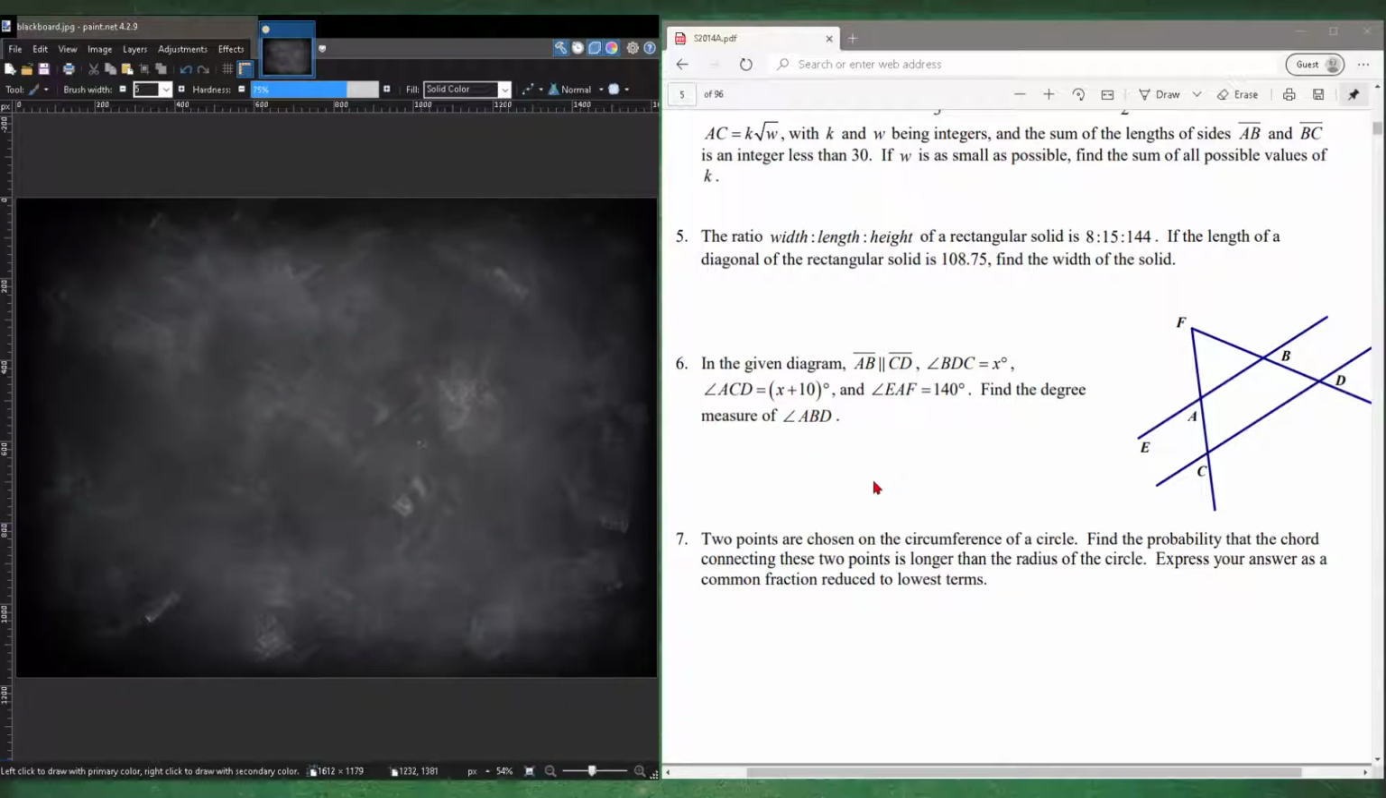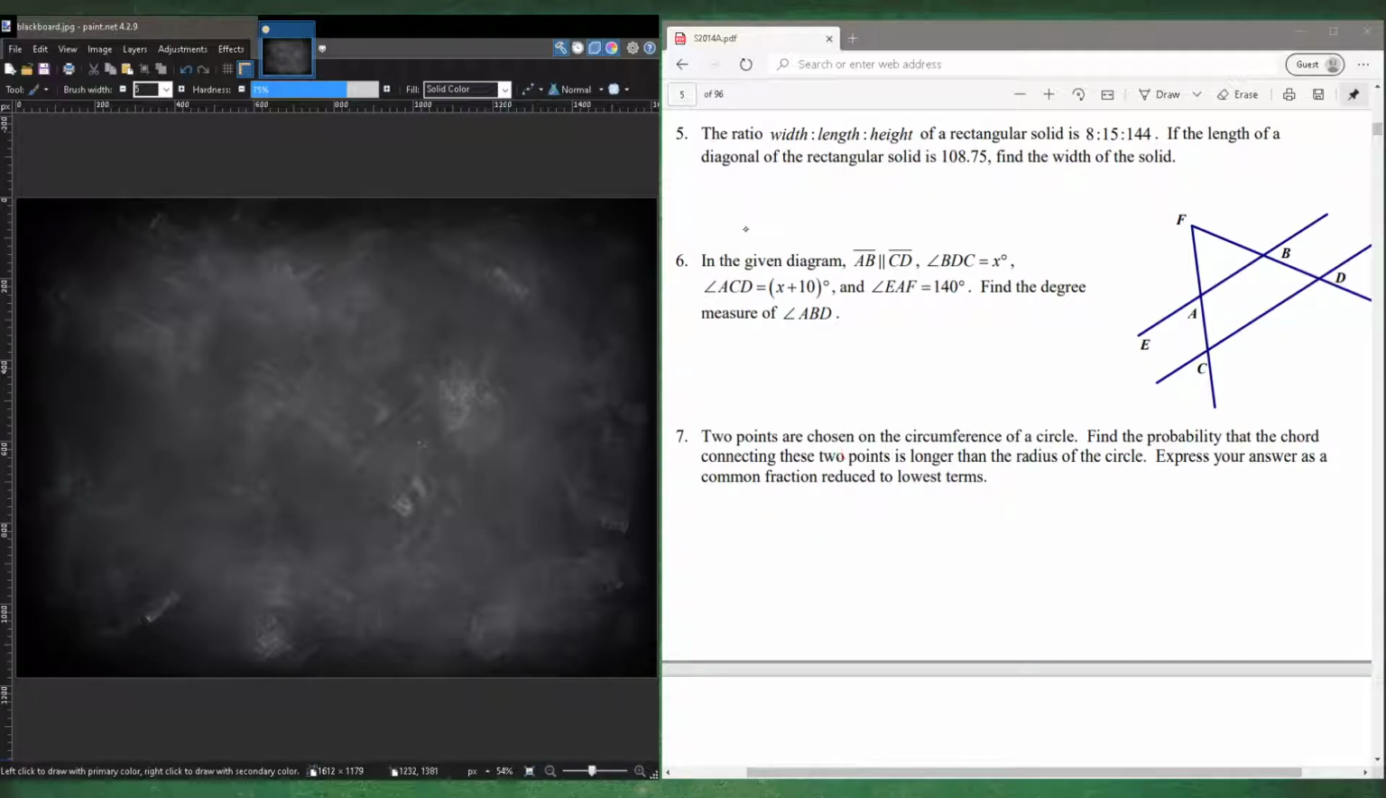Okay, number 6. In the given diagram, AB is parallel with CD. And they say BDC is x, ACD is x plus 10, and EAF is 140. Okay, so find ABD. So we need to find this one.